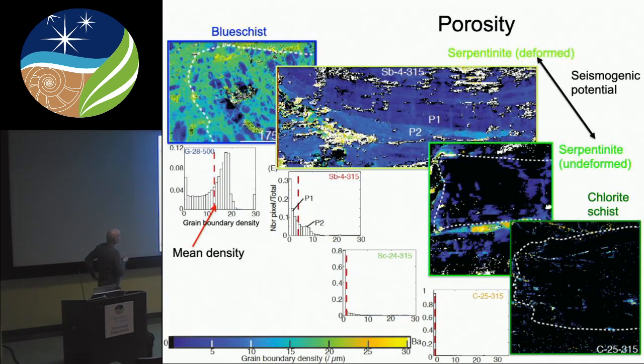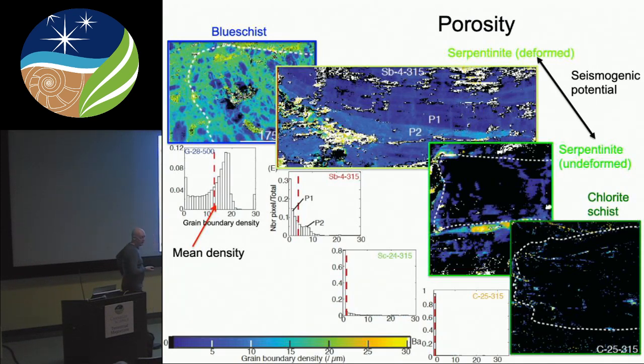So these are the results that we get for different rocks, going from the blueschist to the chlorite schist, plate interface type material, including two types of serpentinites, one which shouldn't be called undeformed, it's actually a very recrystallized serpentinite, and one that shows low temperature deformation features. And so we see that in the blueschist, we get very light colors, which means we have some porosity in these samples. In the chlorite schist, it's all very dark.